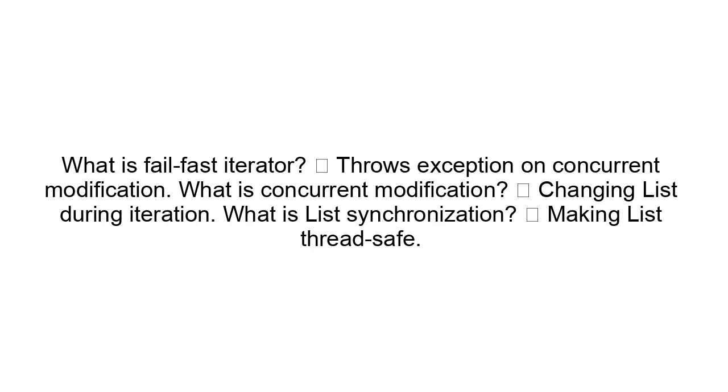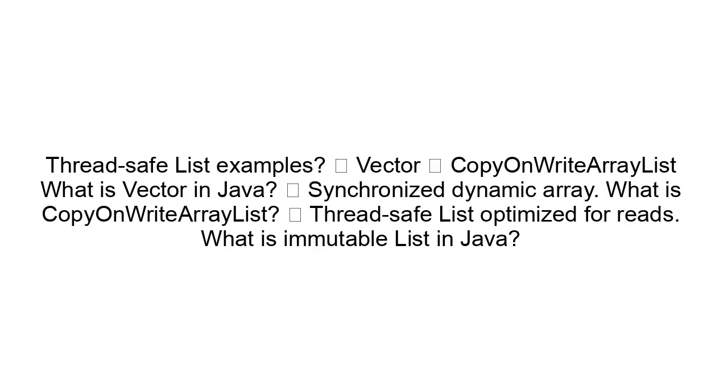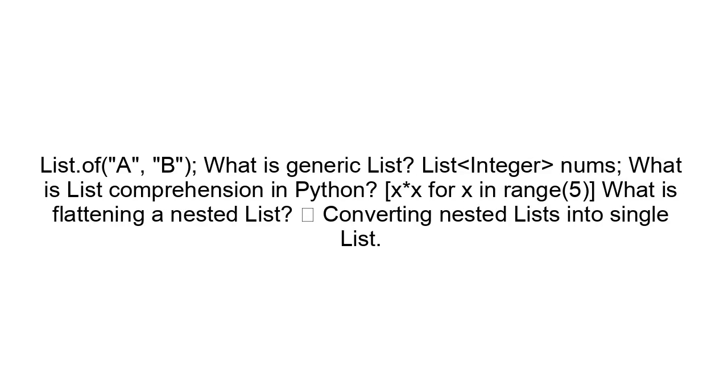What is list synchronization? Making a list thread safe. Thread-safe list examples? Vector, CopyOnWriteArrayList. What is Vector in Java? A synchronized dynamic array. What is CopyOnWriteArrayList? A thread-safe list optimized for reads. What is an immutable list in Java? List.of("A", "B").